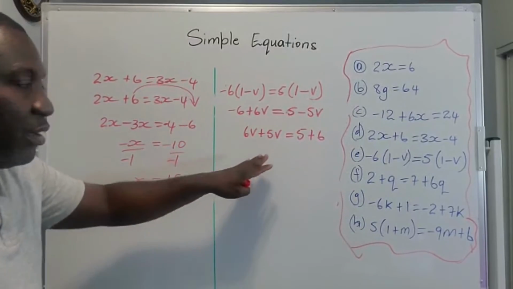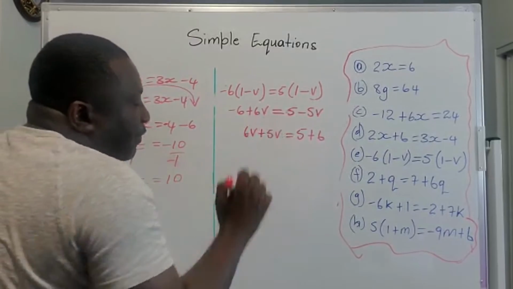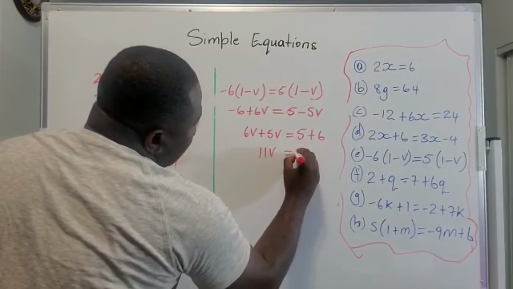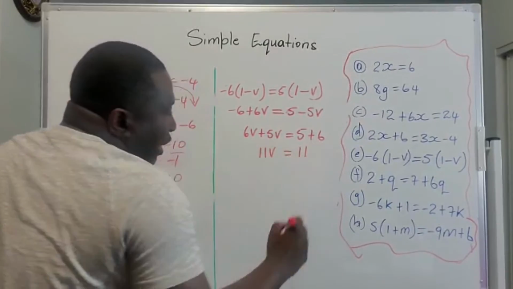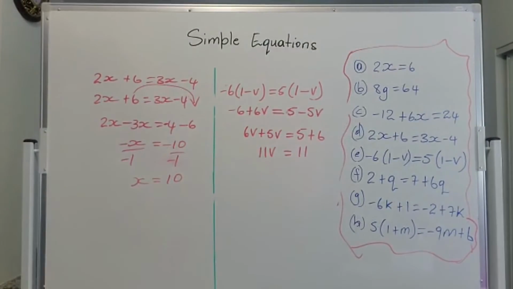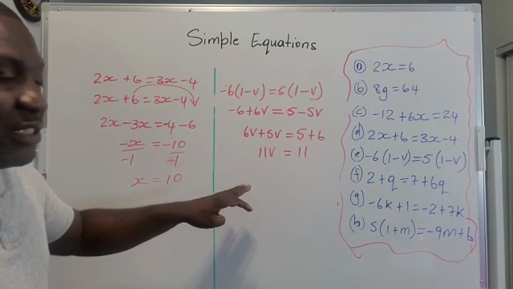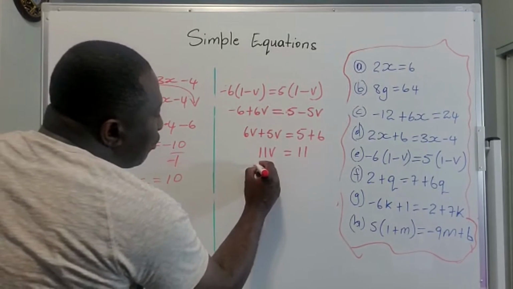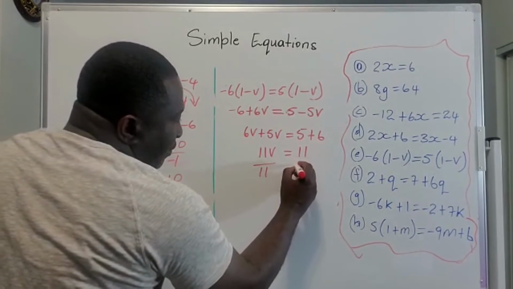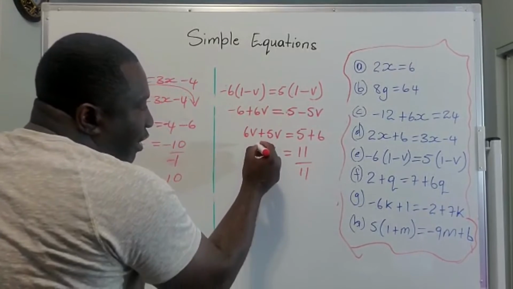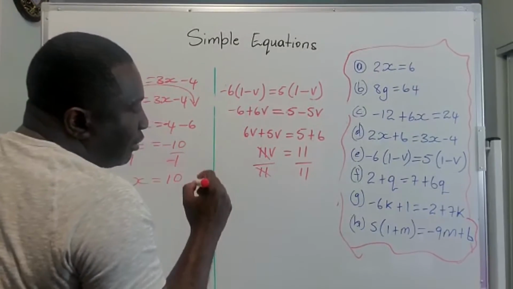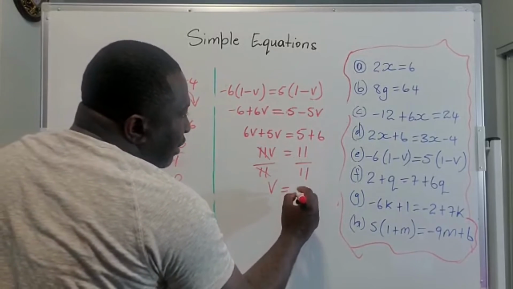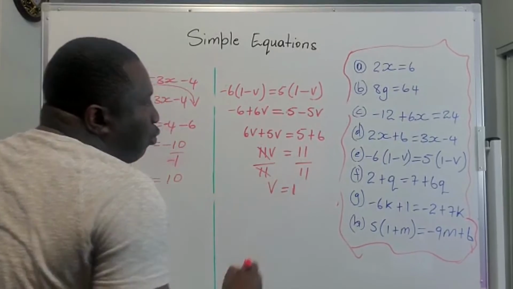Now, 6v plus 5v will give us 11v. We need v to stand independently. Remember, as I said, this is 11 times the letter v. So we can do the opposite. So we can divide both sides by 11. So if I divide by 11, this will cancel here, leaving us with v independent. 11 into 11, the answer is 1.